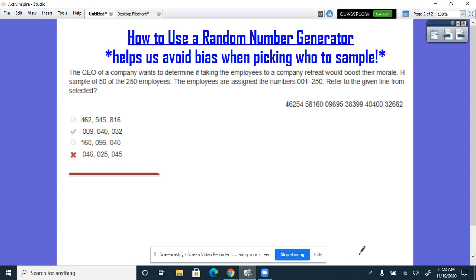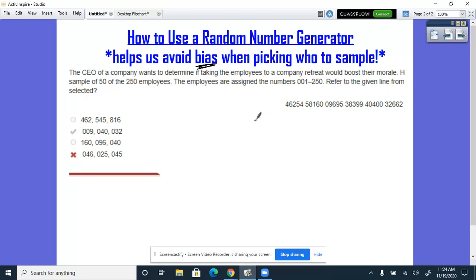Hi everybody. So in this video, I'm going to show you how to use a random number generator or a random number table, which is what you've kind of seen through some of the Edgenuity work, but also in some stat classes as you work through. A random table or a random number generator is really helpful because, one, it helps us avoid bias. And bias really is when you might favor one side or the other when you're picking who to sample. So a random table or random number generator helps us avoid that.